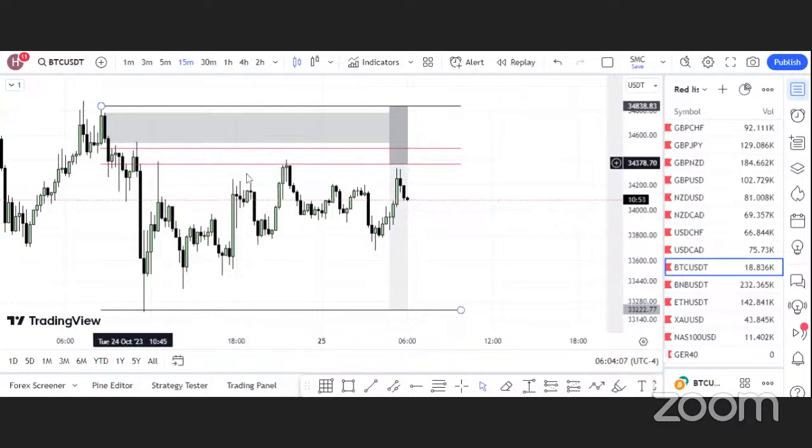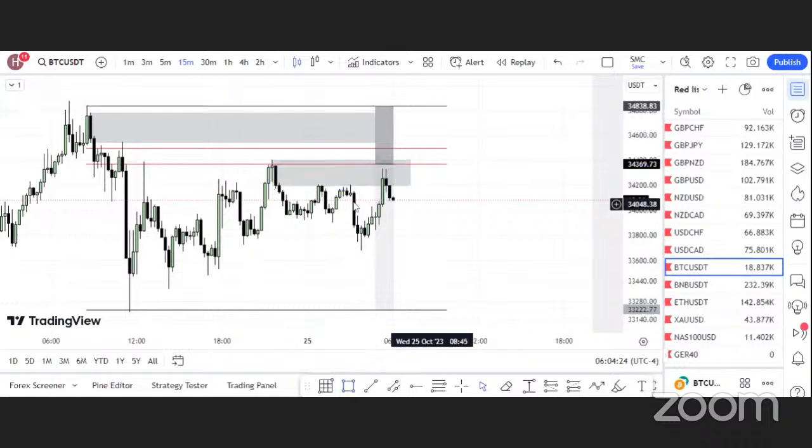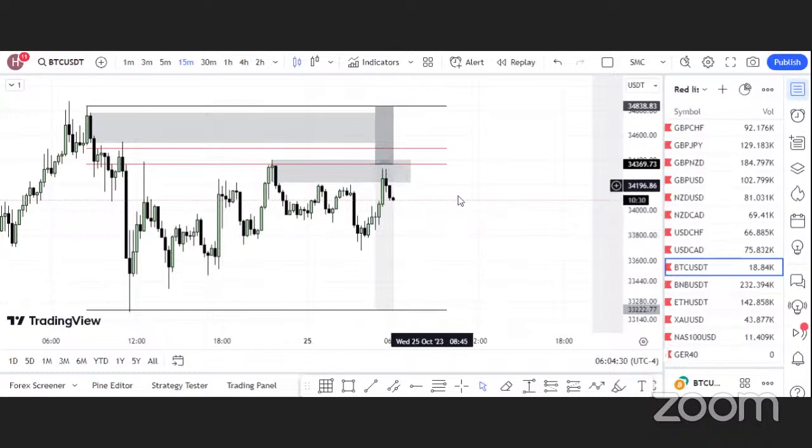So we have this other block that got respected, and the market made a move. But since the market is heading back up again, I think the market is going to come back into this area. We have this zone also, and the market is currently respecting it. Okay, but this is the 15-minute time frame, and the market has already made this move.